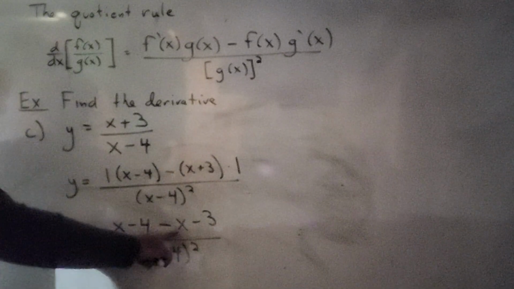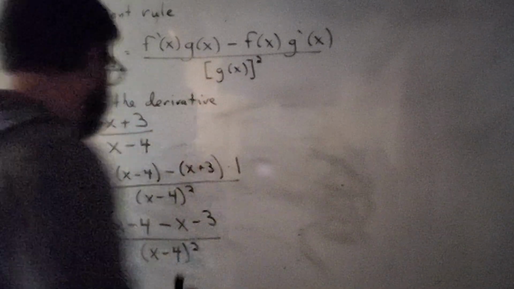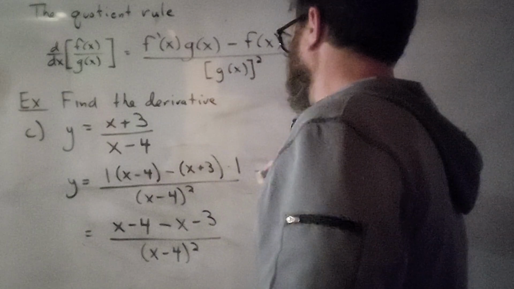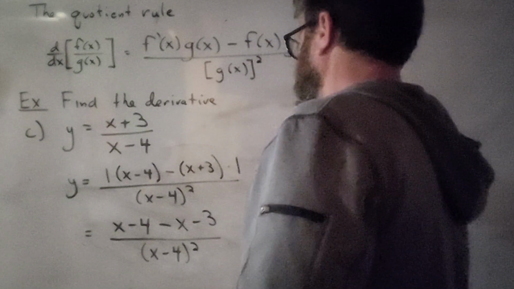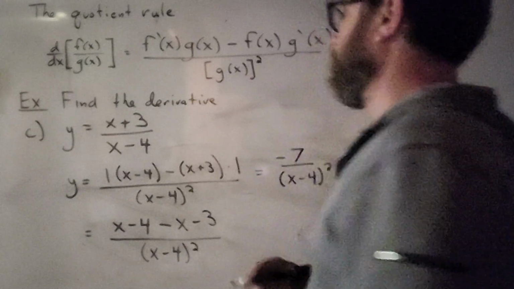Simplifying, you can see that these x's will cancel in the numerator, so I'm going to get negative 7 over this. So we're going to have negative 7 divided by x minus 4 squared.